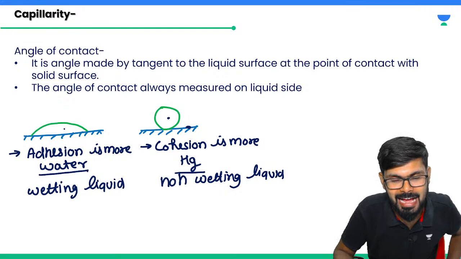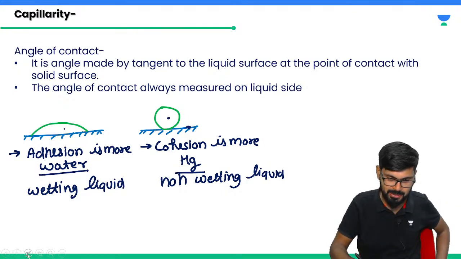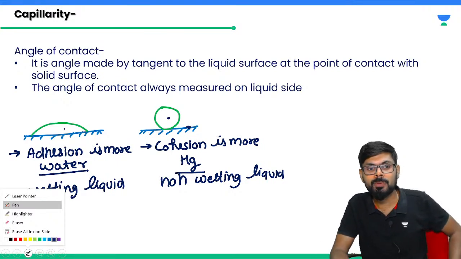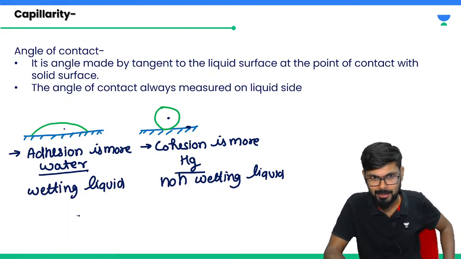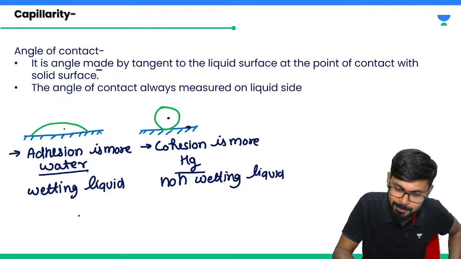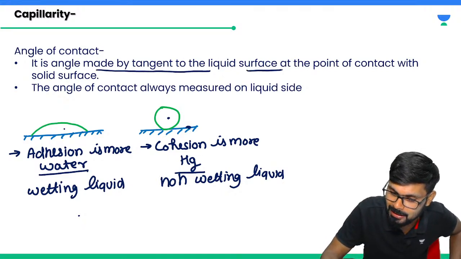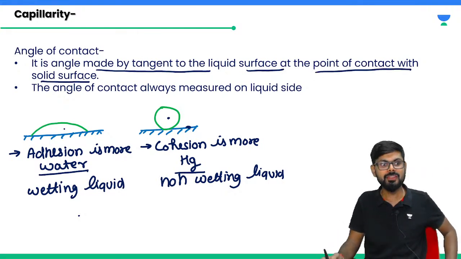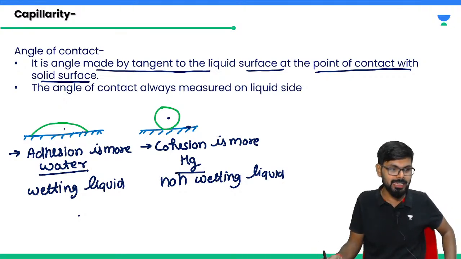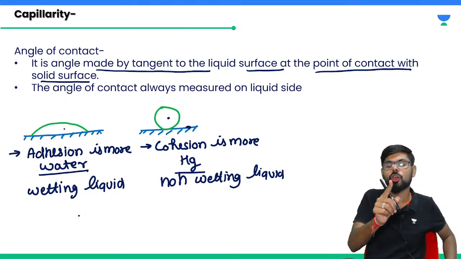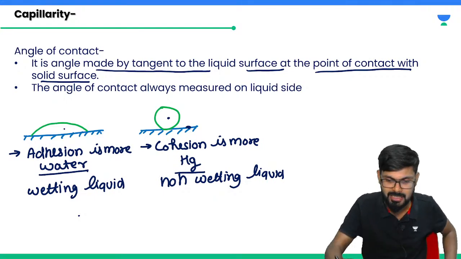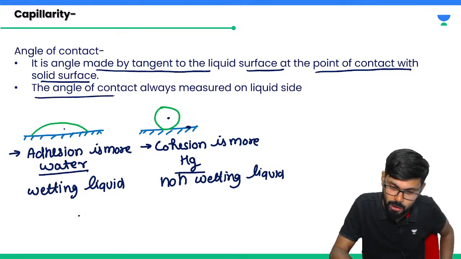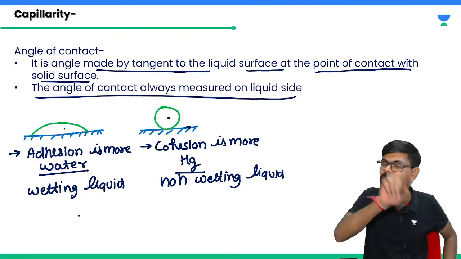Now here, what is the character? How will we get to know? Very simple thing. What is the angle of contact? To understand capillarity, you must understand the angle of contact. It is the angle made by the tangent to the liquid surface at the point of contact with the solid surface. That angle we need to find, and it is always measured in the anti-clockwise direction, on the liquid side.